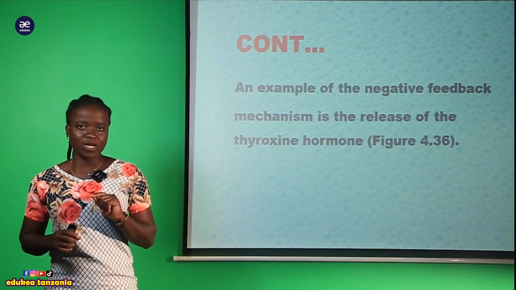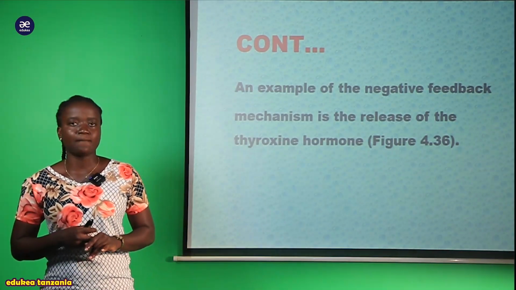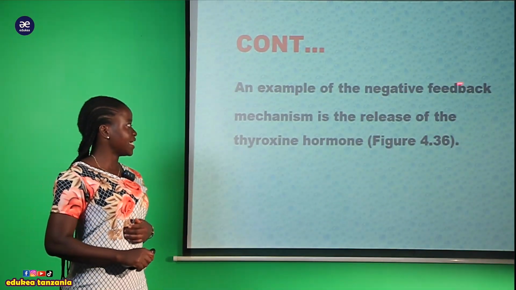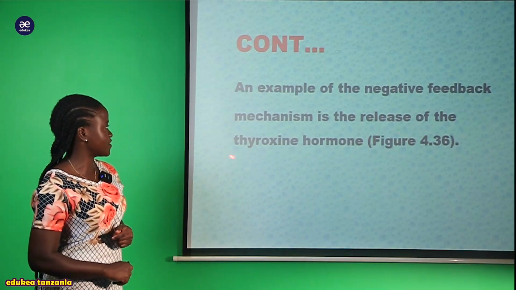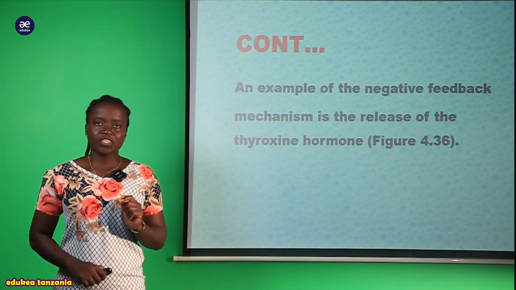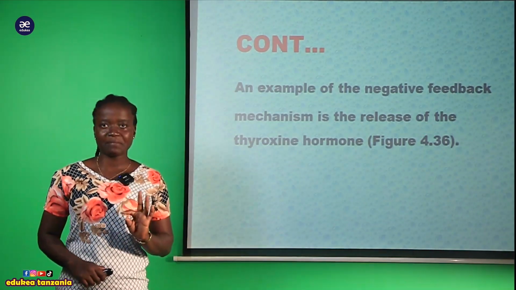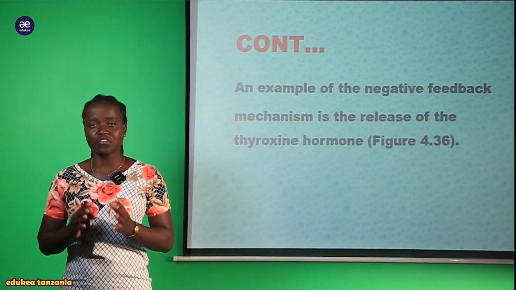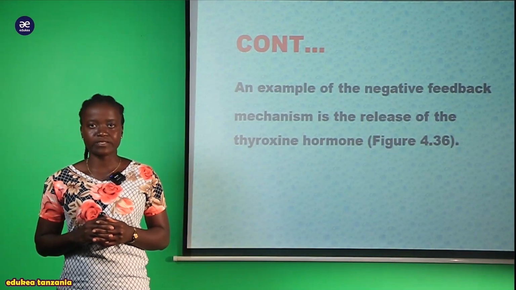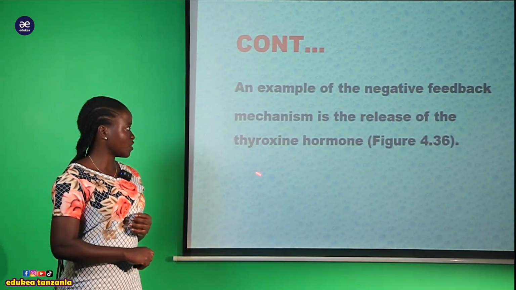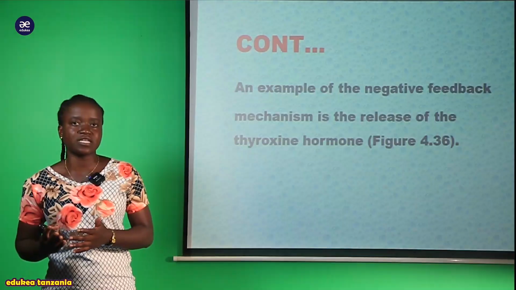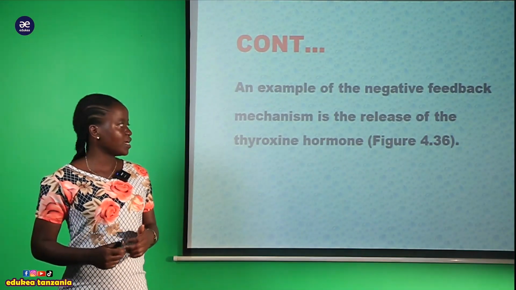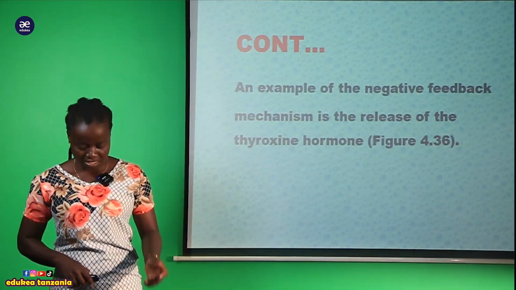So now my students, we proceed looking at examples of the negative feedback mechanism. An example of the negative feedback mechanism is the release of the thyroxine hormone. Remember this hormone is responsible for bringing growth and development within any organism. Let's see how this hormone is released within our body. We are going to see this in figure 4.36.